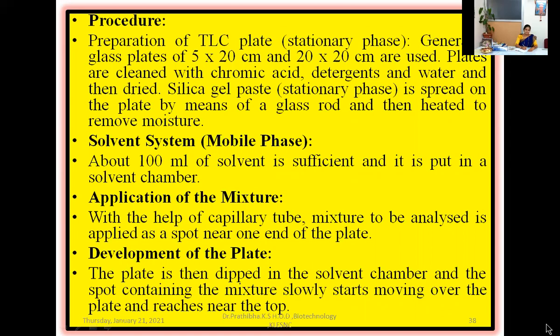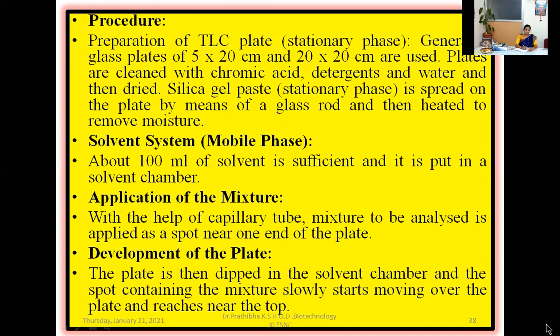Once that is dried, you are going to prepare the solvent system, that is the mobile phase. About 100 ml of the solvent is sufficient and it is put in a solvent chamber. First you put in the solvent, then you place your glass plate with the thin layer of silica gel. Before that, on that particular plate, you are going to mark the solvent front. Once you make a margin for how deep the plate will be dipping, you'll go to the application of the mixture.